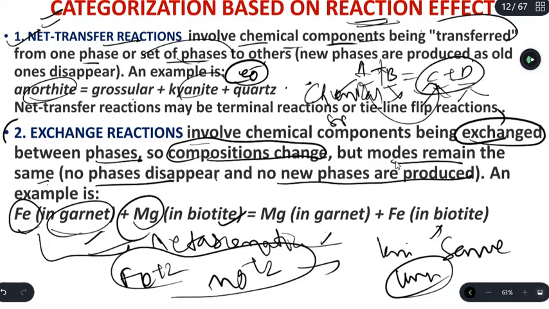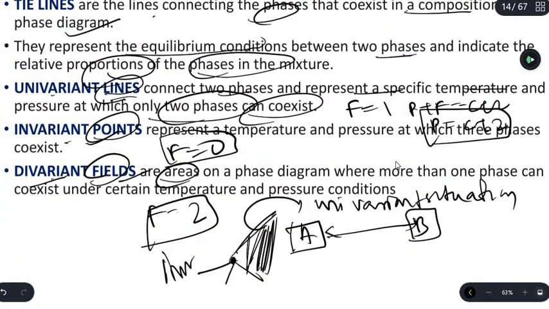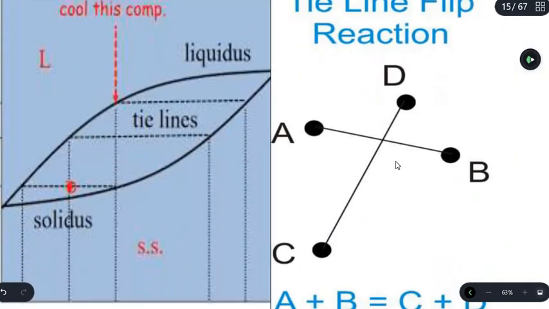Here no new phase will be produced, but in a net transfer reaction what happens? New phases are produced. So this is the basic difference between the net transfer and exchange reaction. Clear? Okay. We have discussed this.